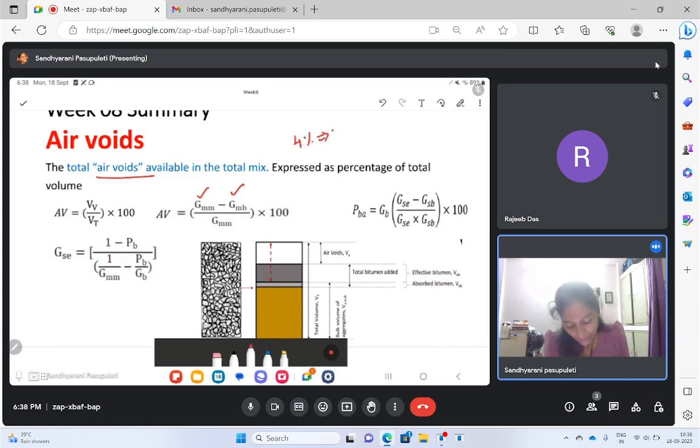So to calculate this air voids, (GMM minus GMB) by GMM into 100, and this can also be rewritten as volume of voids by volume of total.